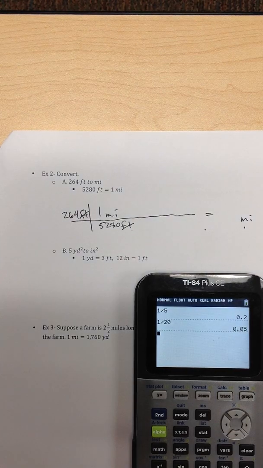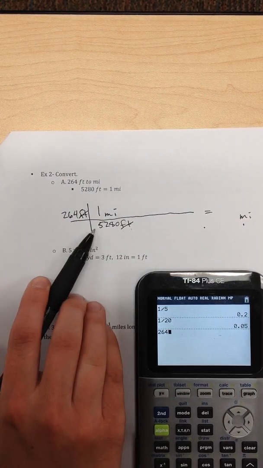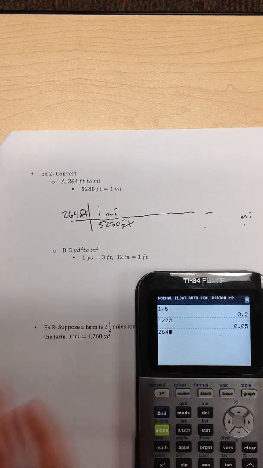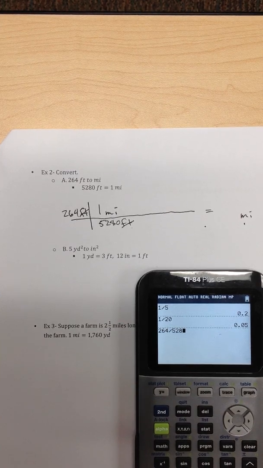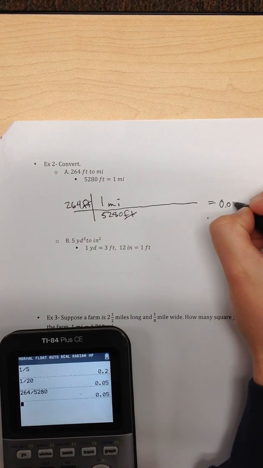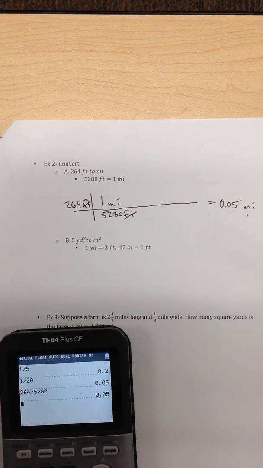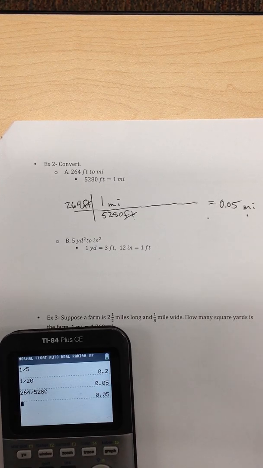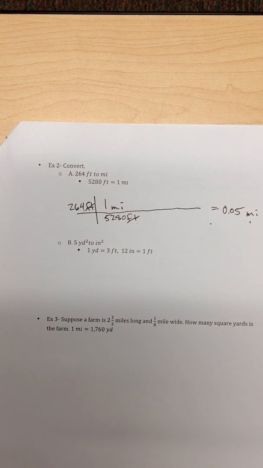So 264, and then you divide it by all of the bottoms multiplied together. Well, the only thing on our bottom here is 5,280, so I'm going to take 264 divided by 5,280, and I get 0.05. So 264 feet is 0.05 of a mile. Okay, let's do another conversion here.